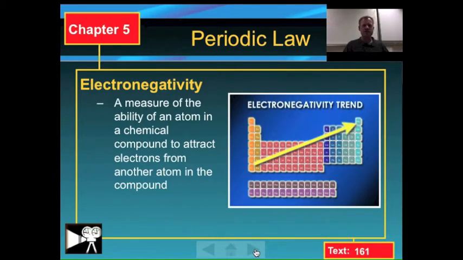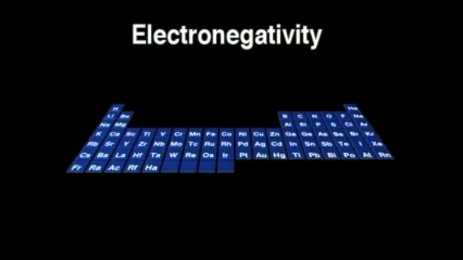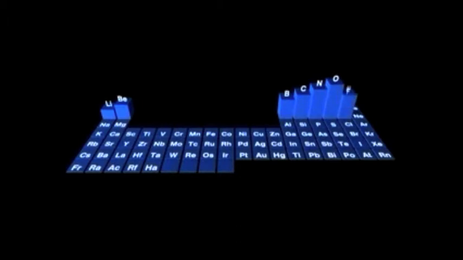The next trend we're going to look at is electronegativity. Here is your overall trend for electronegativity, and here is your definition for electronegativity. The electronegativity of an element is a measure of the capacity of the element to attract electrons to itself in bonding with other elements. Electronegativity increases as we move from metallic to non-metallic in character, that is, as we move from left to right across the periodic table.